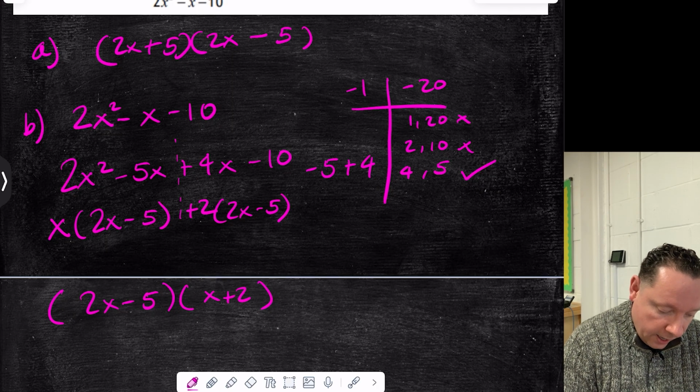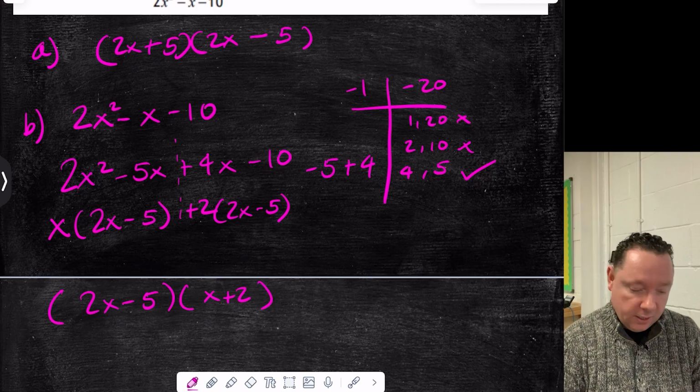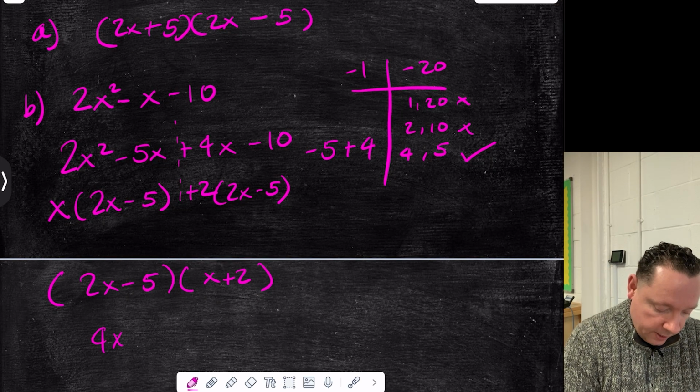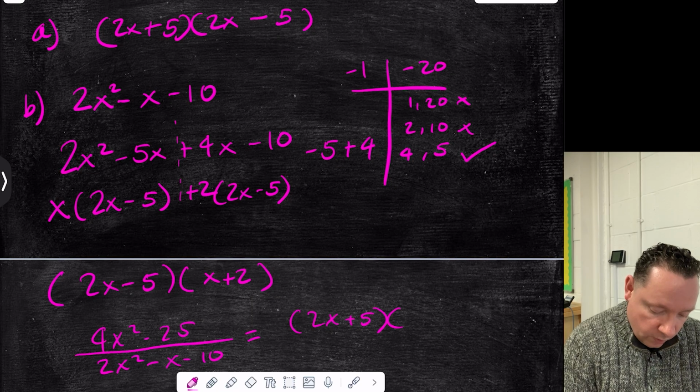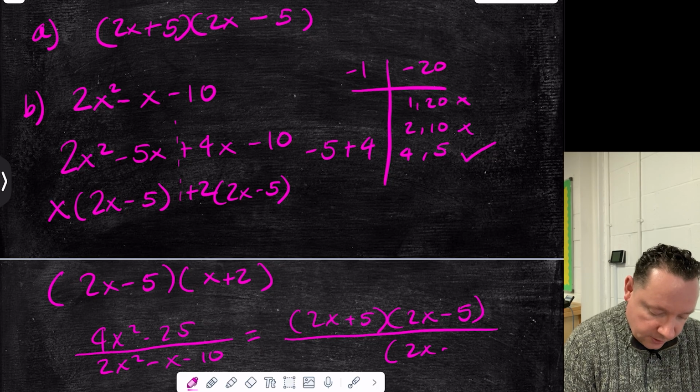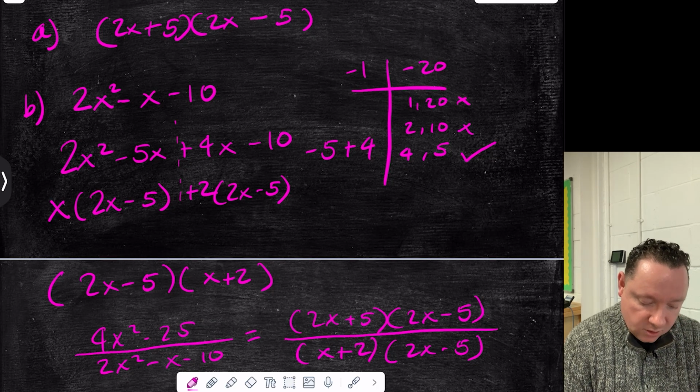So now I can simplify my algebraic fraction, because I've got 4x squared minus 25 all over 2x squared minus x minus 10. Well, I've already factorised the top. Remember, that was 2x plus 5 and 2x minus 5. And I've now factorised the bottom. That's 2x minus 5, which I'll just write on this side so you can really see it, and it's x plus 2. The order of the brackets does not matter.